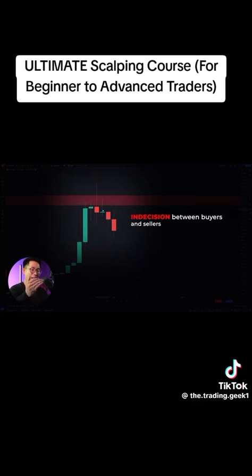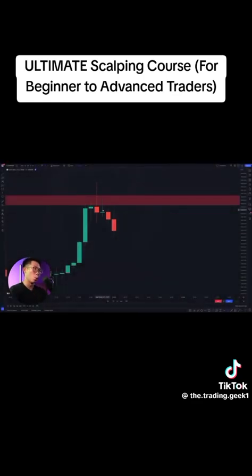Right now, the sellers and the buyers are fighting a war. They are fighting a tug of war, and they have no idea which one will win. Which brings me to the next candlestick. The next candlestick gave us another red candlestick and another red candlestick. This just tells us, clear as day, that the sellers have managed to enter the market.